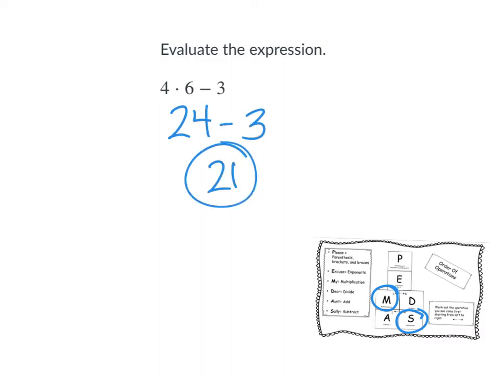Evaluate the expression. 4 times 6 minus 3. So multiplication comes before subtraction in order of operations, so I'm going to do 4 times 6, which is 24. 24 minus 3, I get 21.